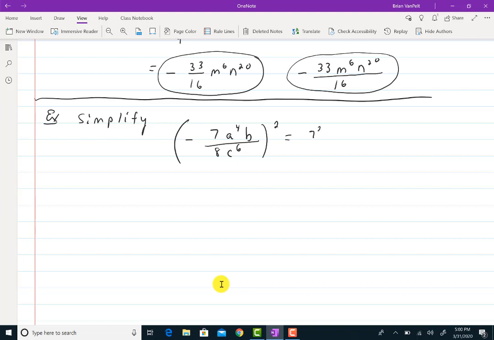I'll have 7 raised to the second, a to the 4th will be raised to the second, and then b raised to the second. I have 8 to the second, c to the 6th to the second. And now I'm ready to use my basic, or the power to the power rules. 7 squared is 49. A to the 4th to the second is a to the 8th power. You multiply those times b squared. All of that. On the bottom I get 64. And I get c to the 12th. No simplifying could be done.